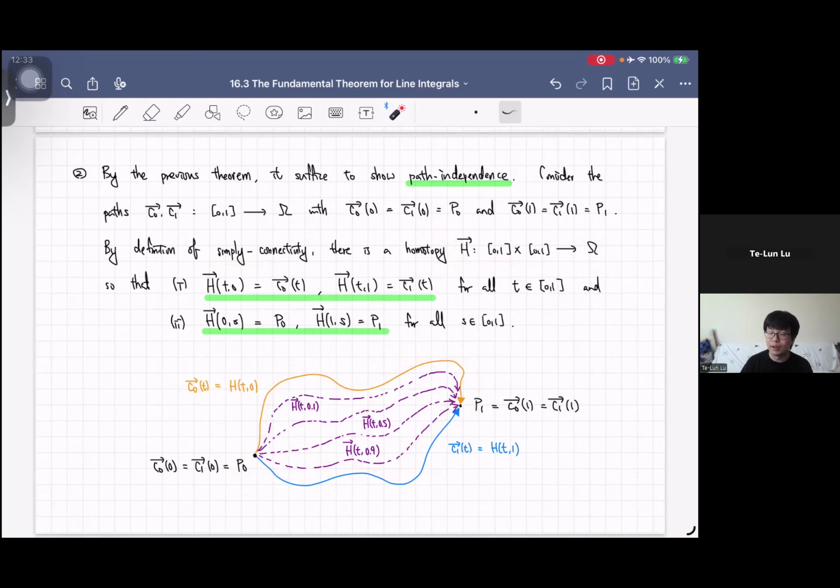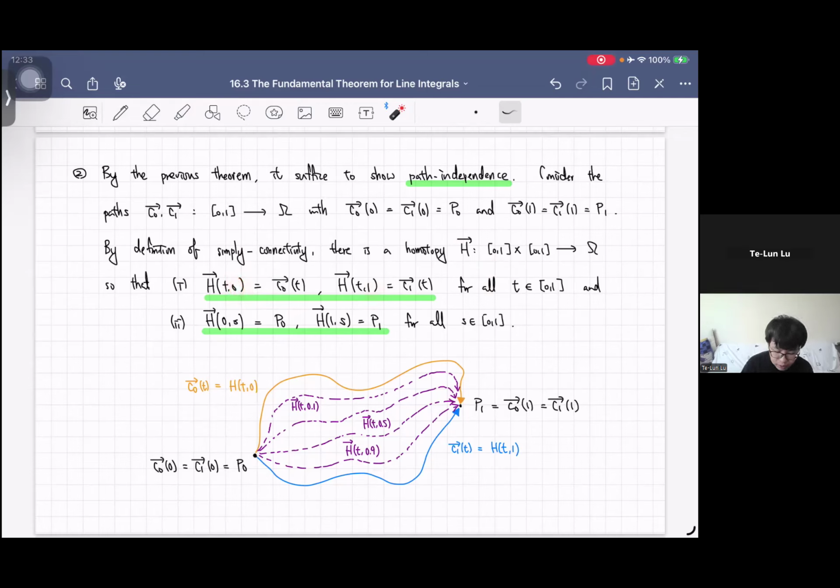modifies C0 all the way onto C1. To be precise, this is how this homotopy works. The first variable here encodes the time, so this t is the same t as here. We require that H(t, 0) is C0(t). The second variable, which I denote by s here, means the number of the curve. So 0 corresponds to the 0 here, and similarly, we require that H(t, 1) is equal to C1(t). Different numbers here give you different curves.